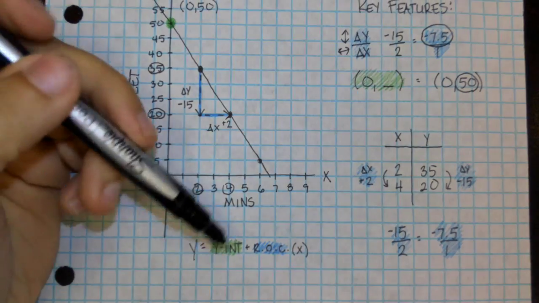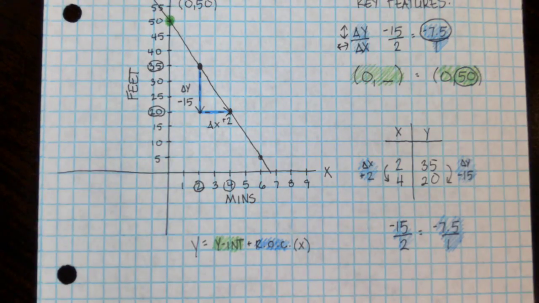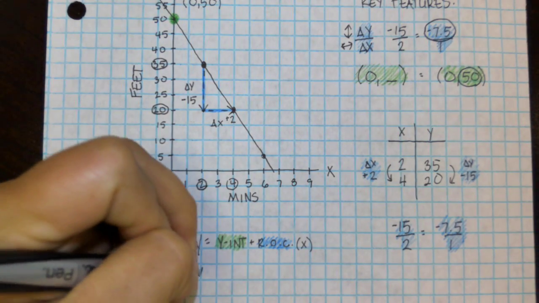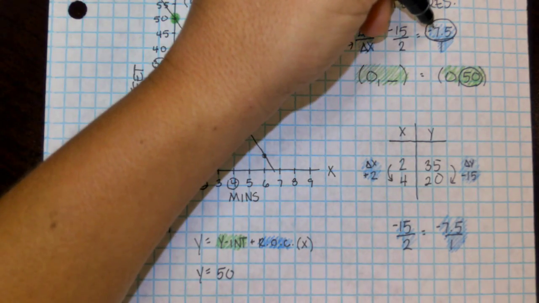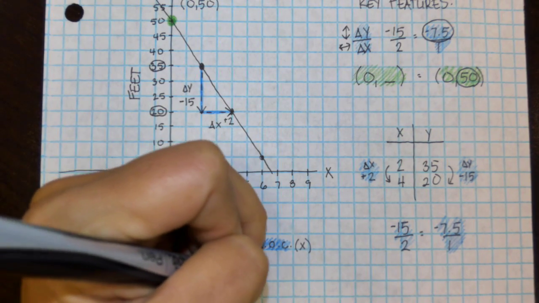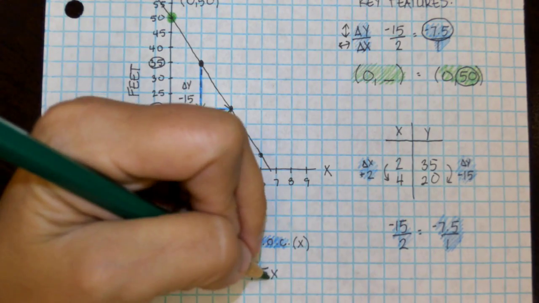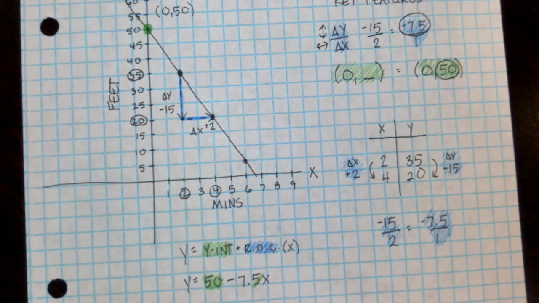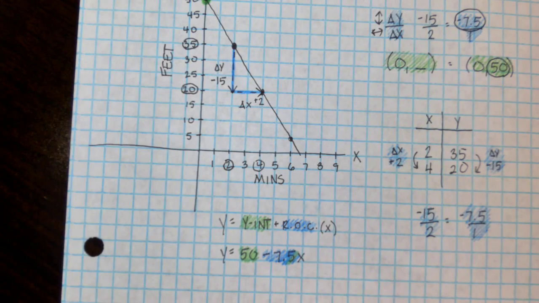So now that I've colored it, we can see up here y-intercept says it's 50. So it's y equals 50 plus our rate of change, which is negative 7.5. So I could put plus negative, or I could put minus 7.5, and then I've got x. Okay, there's my parts. There's the 50. There's the negative 7.5.